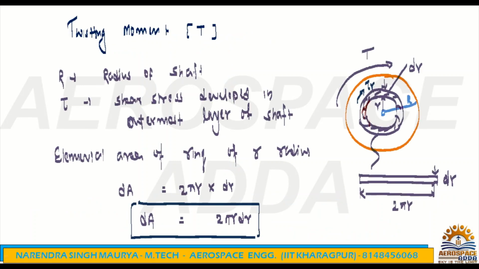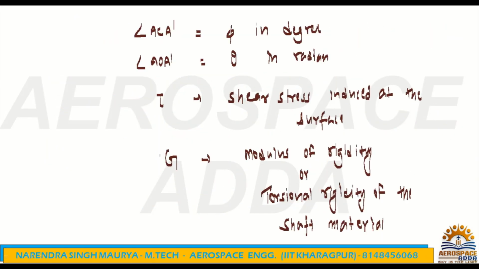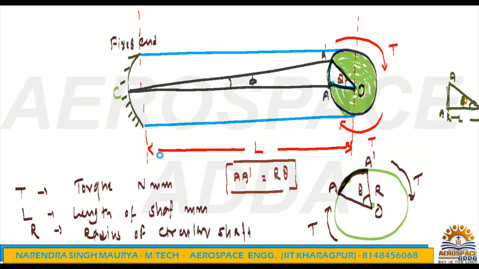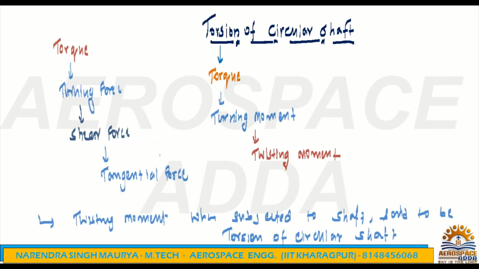Our job is to find the twisting moment. In the initial part, I had already explained the basics of it. How do we get the twisting moment? It was clearly explained. If we want torque, then we should have a tangential force, and before the tangential force we should have a tangential stress. So from the tangential stress we have to get the force.